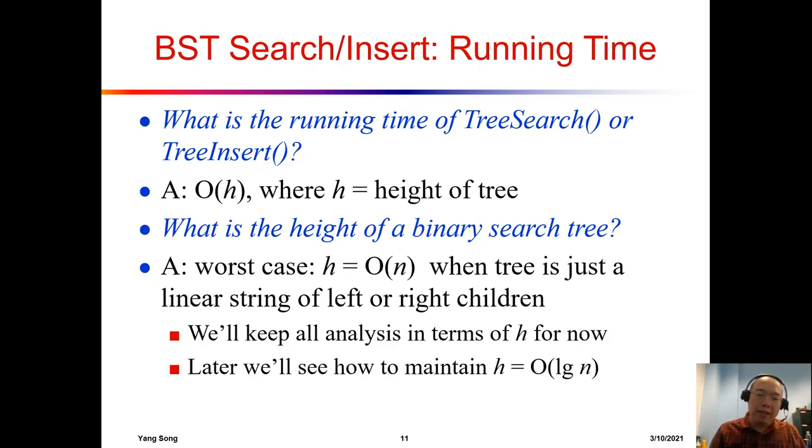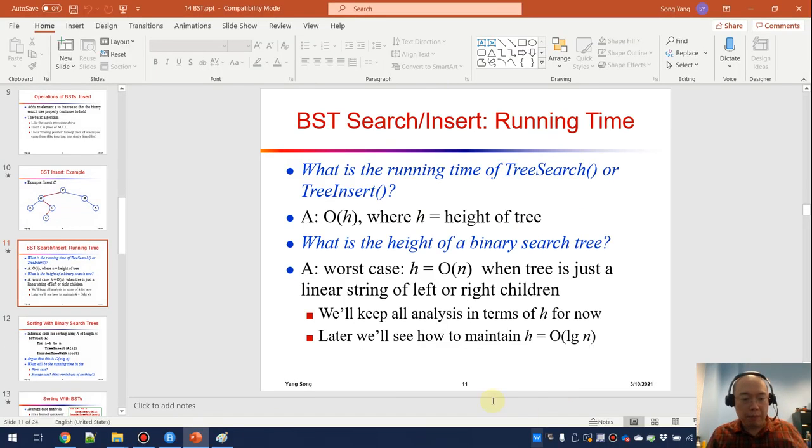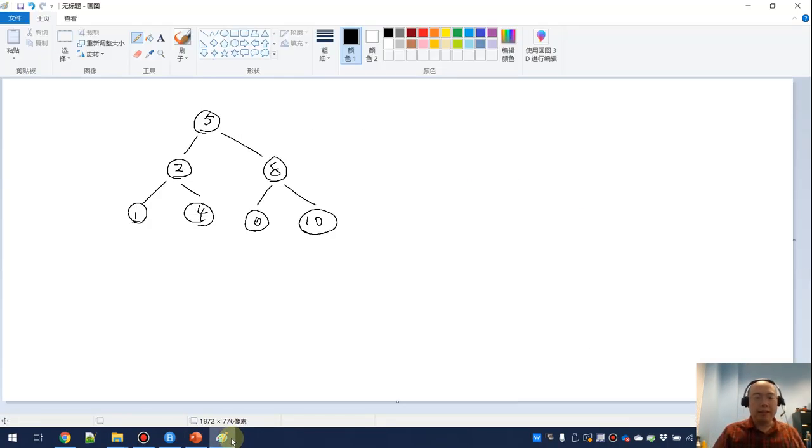So what's the height of the binary search tree? In the worst case, the height will be O(n), and for a good binary search tree, the height could be O(log n). Let me explain what's going on here. Let me go to my drawing board, where I have already created a binary search tree.